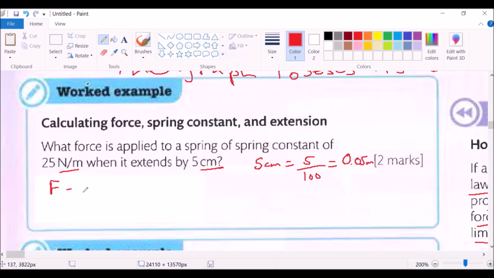F is equal to KE. Force is equal to spring constant times extension. We have our spring constant as 25 newtons per meter times our extension 0.05, which should give us a force of 1.25 newtons.